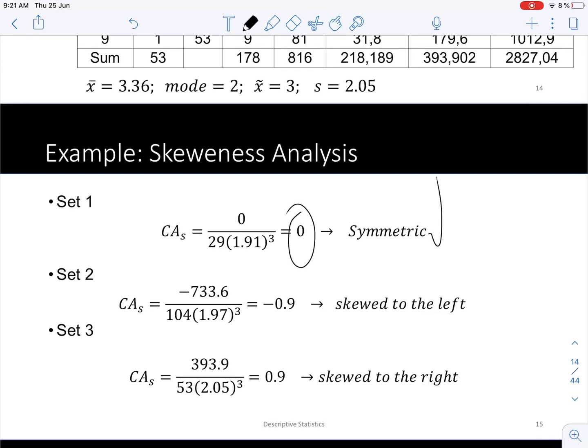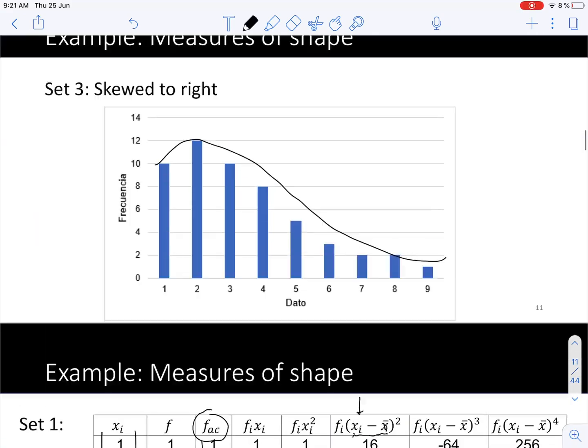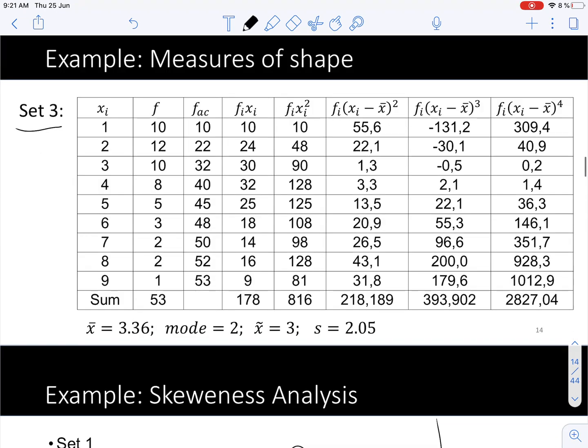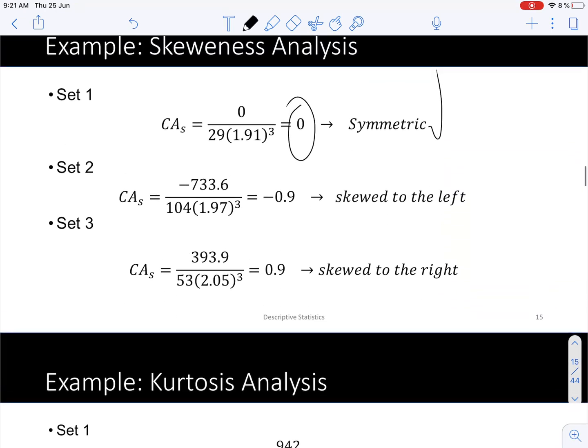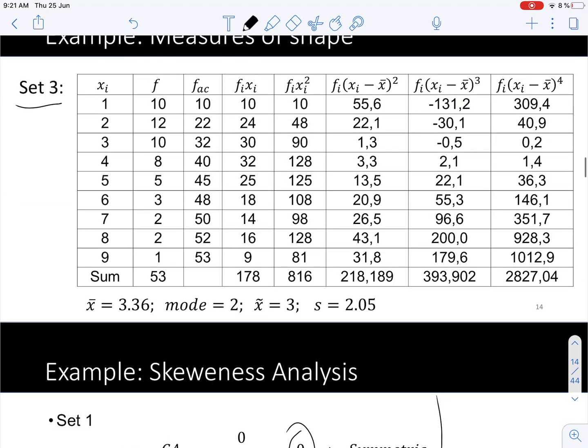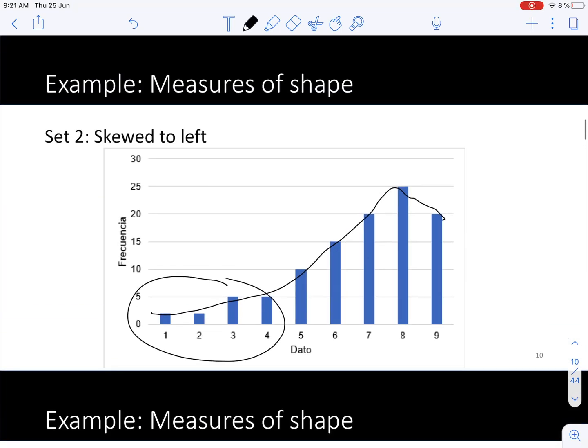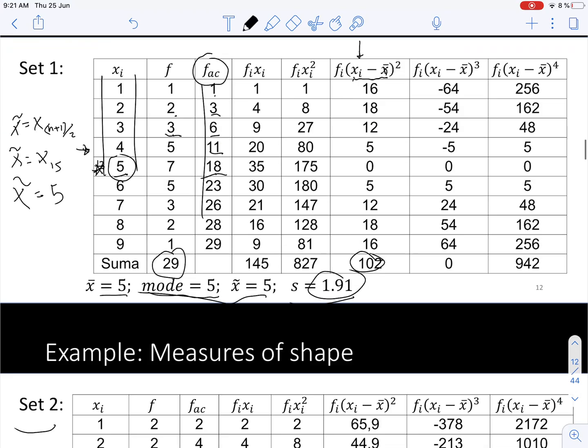So the first one is 0. It is symmetric, right? And remember the plot of set 1. It is symmetric, so yes, it matches our expectation. For set 2, it's minus 0.9. That's moderately skewed and skewed to the left. So the minus 0.9, yes, it makes sense, right? Because we have a longer tail going to the left.